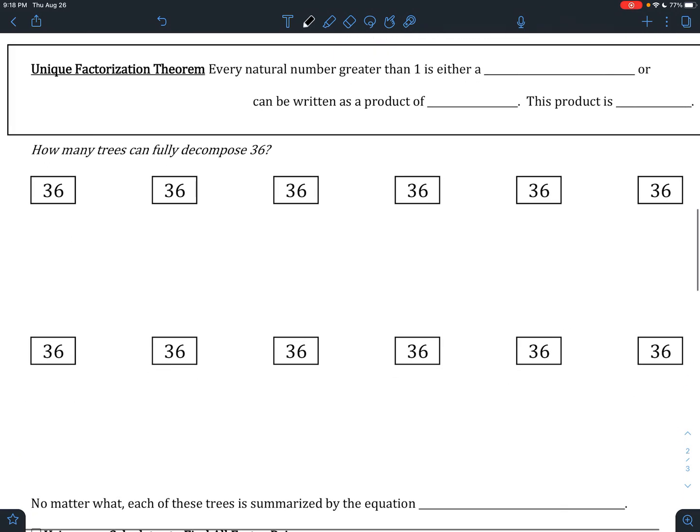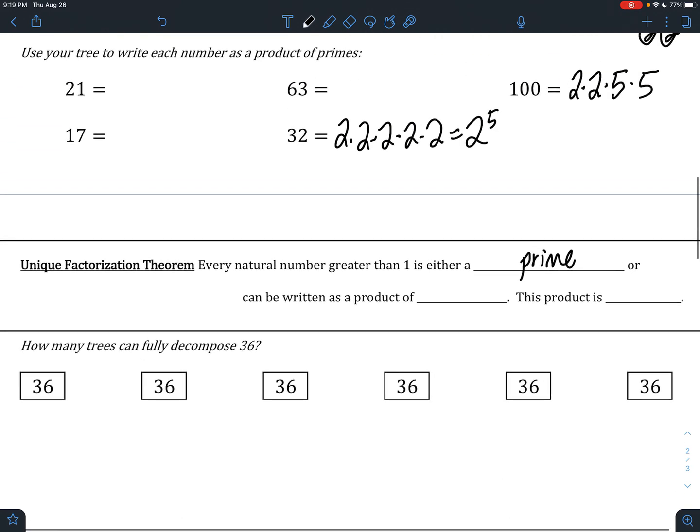Let's talk a little bit about the unique factorization theorem, which sounds really complicated, but I promise it's not. Every natural number, our counting numbers, bigger than 1, so ignoring 1 from the conversation, is either going to be prime or composite, right? But we just learned up here, like with 100, you can write a composite number as a product of primes. And because we're excluding 1 from the conversation, that product is actually unique.